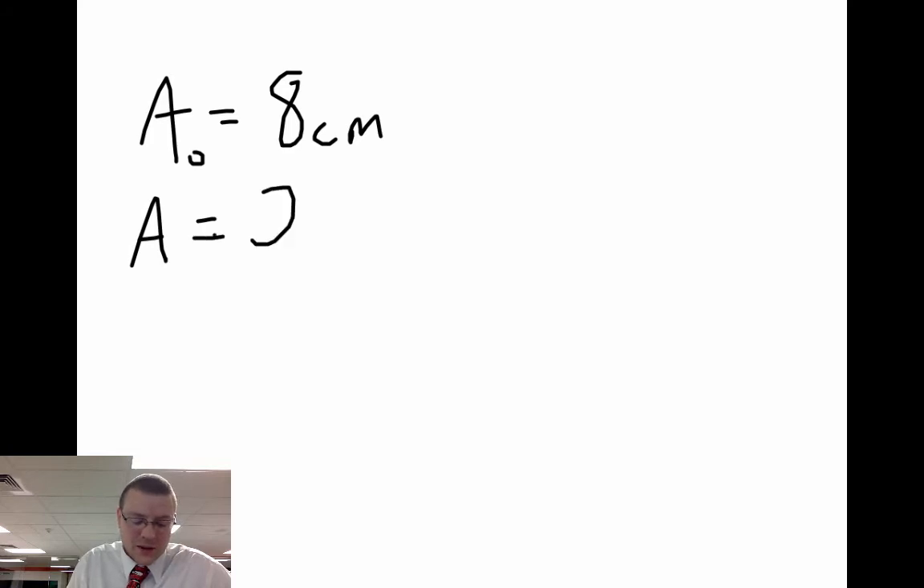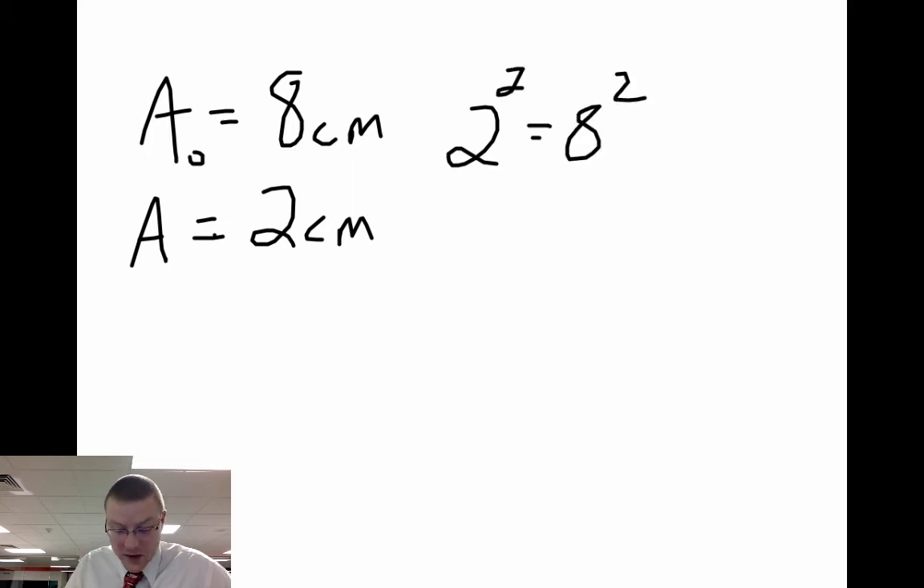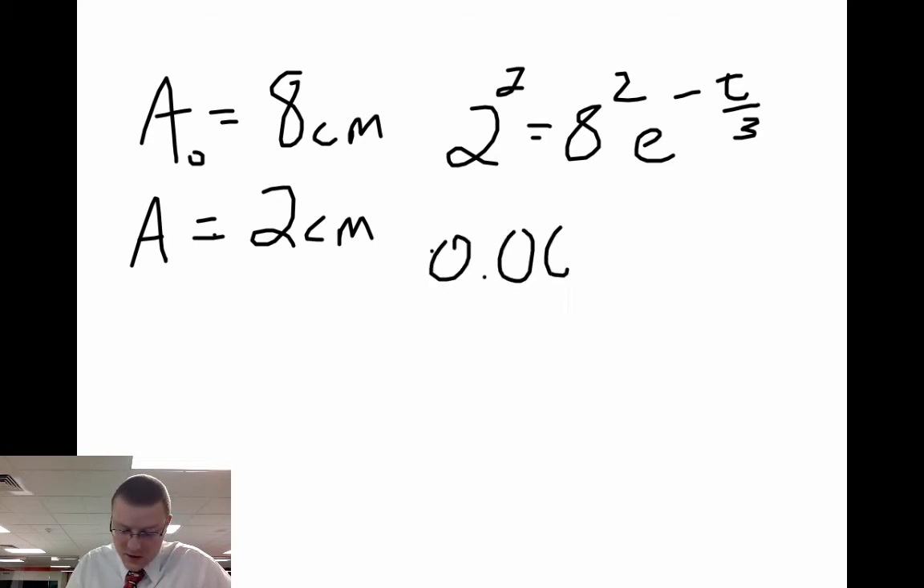If my original amplitude is 8 centimeters, my question is at what time do we get the amplitude to be 2 centimeters? When I set this up, I'm going to do 2 centimeters squared equals 8 centimeters squared e to the negative t over tau. If my time constant is still 3 seconds, then I'm just going to put 3 in there. So 2 squared is 4, 8 squared is 64, so 4 over 64 gives me 0.0625 equals e to the negative t over tau.